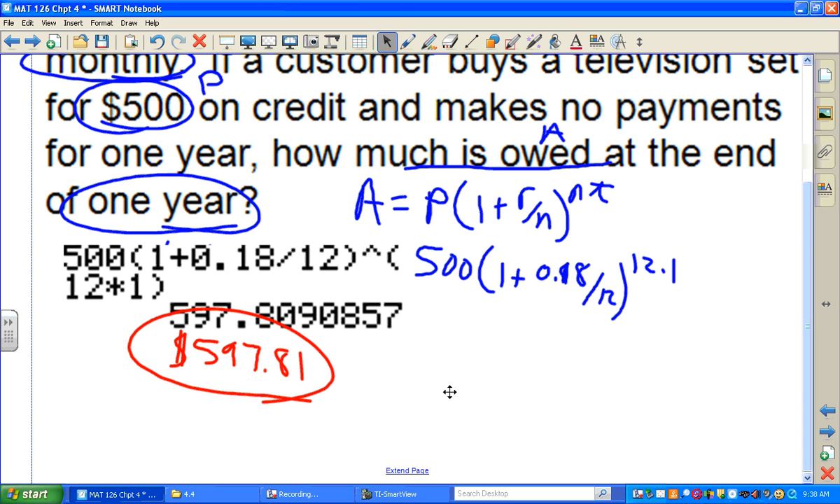Einstein said the most powerful force in nature is compound interest. Interesting. That's what he said. I think he's being a little tongue-in-cheek. I don't know, maybe.